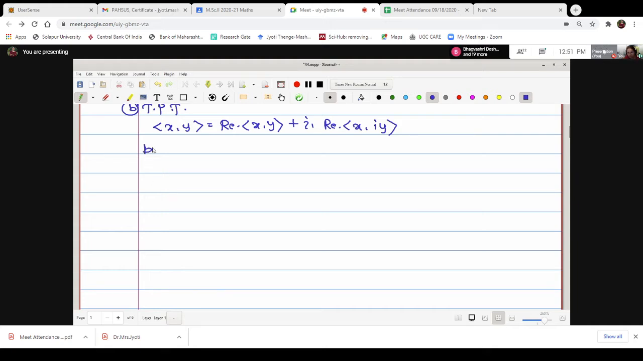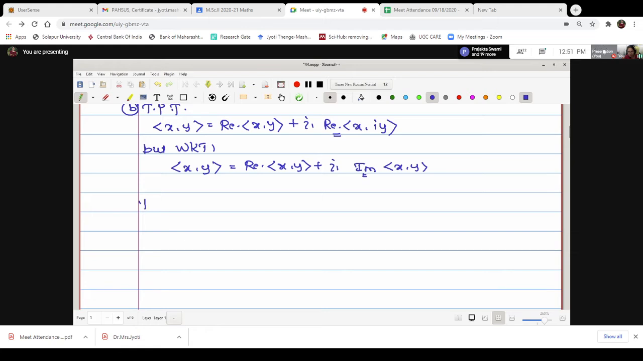But what we know? We know that any complex number inner product xy is written as the real part of inner product xy plus I times the imaginary part of that number. Correct, no? But here if you look, we want to prove that the coefficient of I is the real part of inner product x with iy, where we know that it is the imaginary part of inner product of x with y.